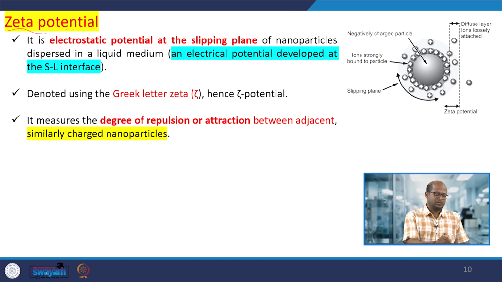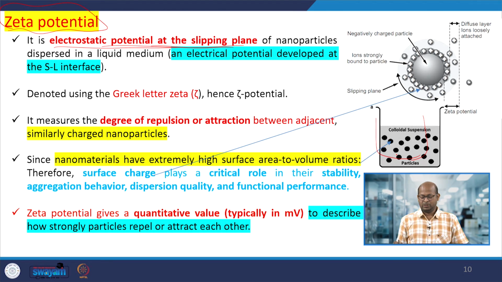So now the zeta potential, how we can express it. Actually it is the electrostatic potential at the slipping plane of nanoparticles that are dispersed in a medium. So I said nanoparticles, here are the nanoparticles that were taken in a solvent. So this is the solvent, and here these are the nanoparticles that are uniformly distributed.